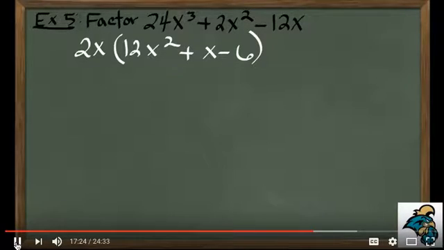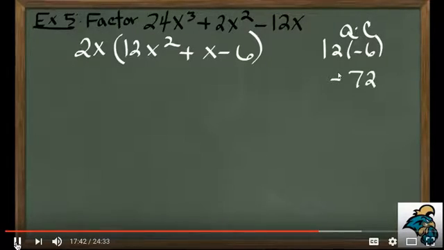From here, I have a trinomial here, so I'm going to see if I can factor it. First thing I'm going to do is I'm going to multiply my A times my C. So 12 times negative 6 is equal to negative 72. I need factors of negative 72 that are going to add up to a 1 because my coefficient right here in front of x is a 1, even though I don't have it written. All right, factors of negative 72 that add up to 1.